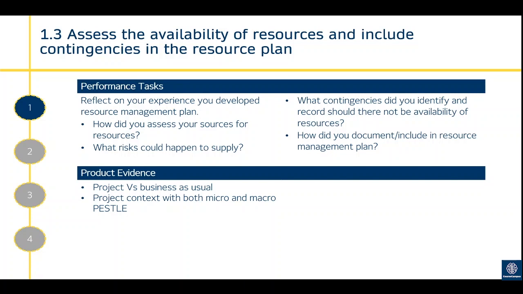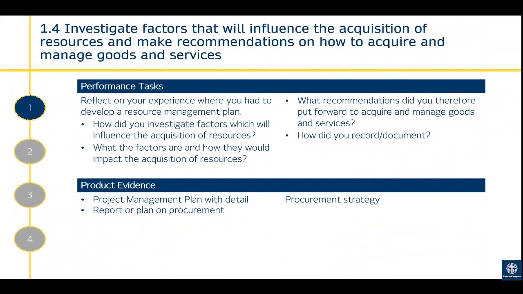Part of this could be looking at alternative suppliers. Product evidence would be your project versus business as usual analysis. Could be project context, both micro and macro. Could be a PESTLE analysis, could be looking at previous projects, and some form of documentation about your techniques for estimating how much contingency you might require, or communication around that.